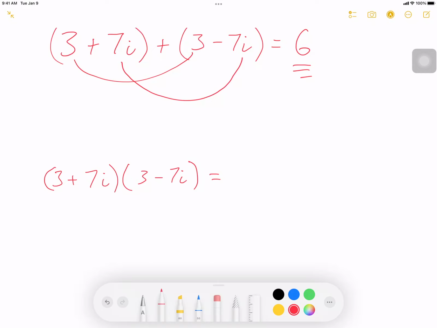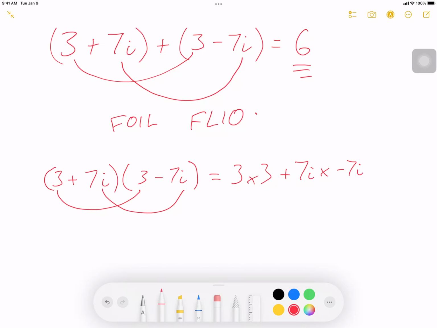Okay, when we get to multiplying these two conjugates, what's going to happen there? By the way, when I multiply here, I no longer use FOIL, I use PHILO. And so for PHILO, what are we going to do? We're going to go first times first, which is 3 times 3. Last times last is going to give me, what is it? Plus 7i times minus 7i.